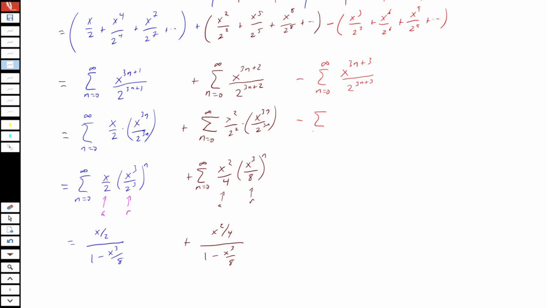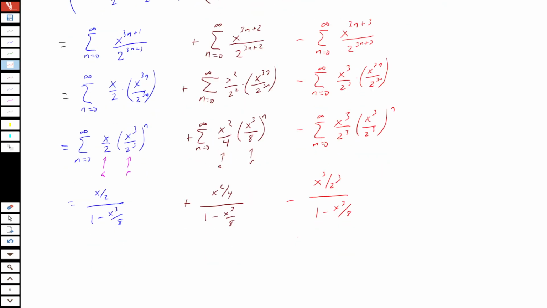Okay, and then the last one. Here we have an x cubed over 2 cubed, x to the 3n over 2 to the 3n. Do the same thing. This as x cubed over 2 cubed to the n. So I have x cubed over 2 cubed divided by 1 minus x cubed over 8. And this is nice, they all have the exact same denominator, so I can combine them all together into one fraction.